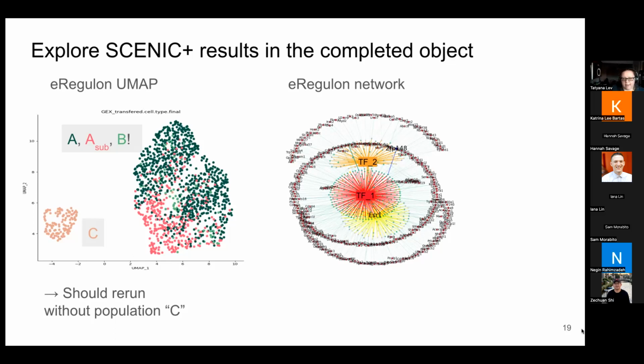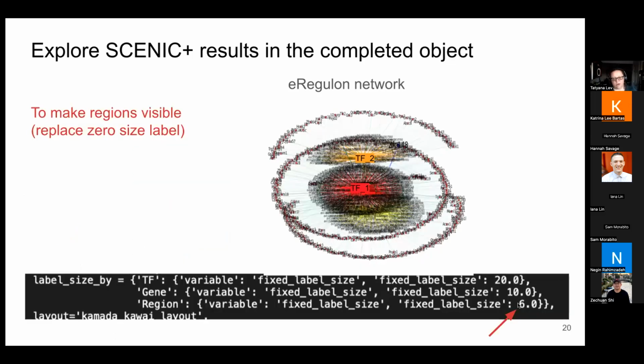You can plot the network. So on the right is that. We have the master regulator transcription factors here, and the regions that they're associated with, as well as the downstream genes. To actually see those regions, you can turn on the region visibility by replacing the 0 with a different size. But then it becomes even harder to understand what's where. So maybe you don't have to do that part.